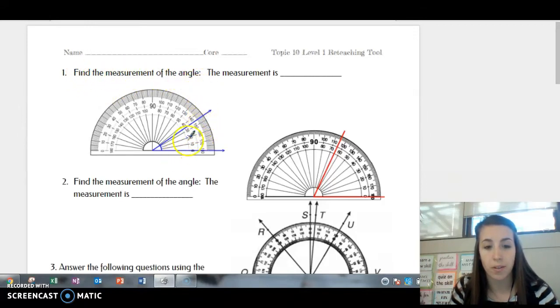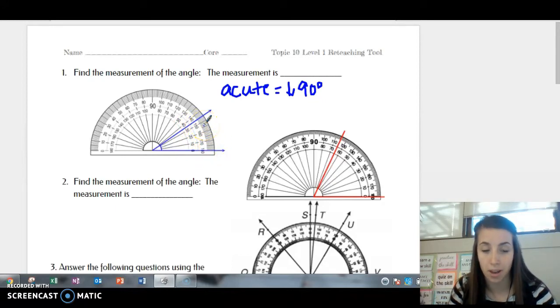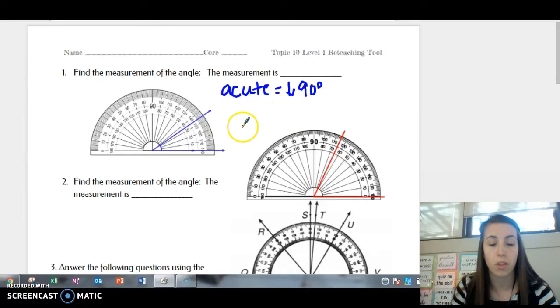We're going to look at this angle, and the first thing you should note is that it is an acute angle. Since it's acute, you know that it has to be less than 90 degrees. So looking at that protractor, you're going to be looking at the smaller numbers versus the bigger numbers. If it were the bigger numbers, that would be an obtuse angle. An obtuse angle is greater than 90 but less than 180.